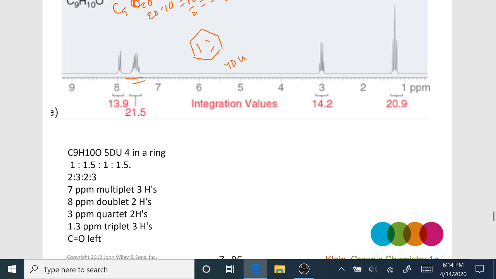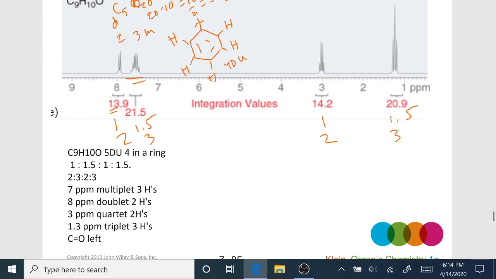What about our integration values? If we divide everything by 13.9, that's going to give us a 1 to 1.5 to 1 to 1.5 ratio, and we can't have that, so we have to double it, 2 to 3 to 2 to 3. So what does that say about our benzene ring? We've got a 2 and a 3 here. So this is a doublet and a multiplet. I don't know if we can make any sense out of that, but that means we have 5 hydrogens on that benzene ring, and so it really doesn't matter. It's a monosubstituted benzene ring.